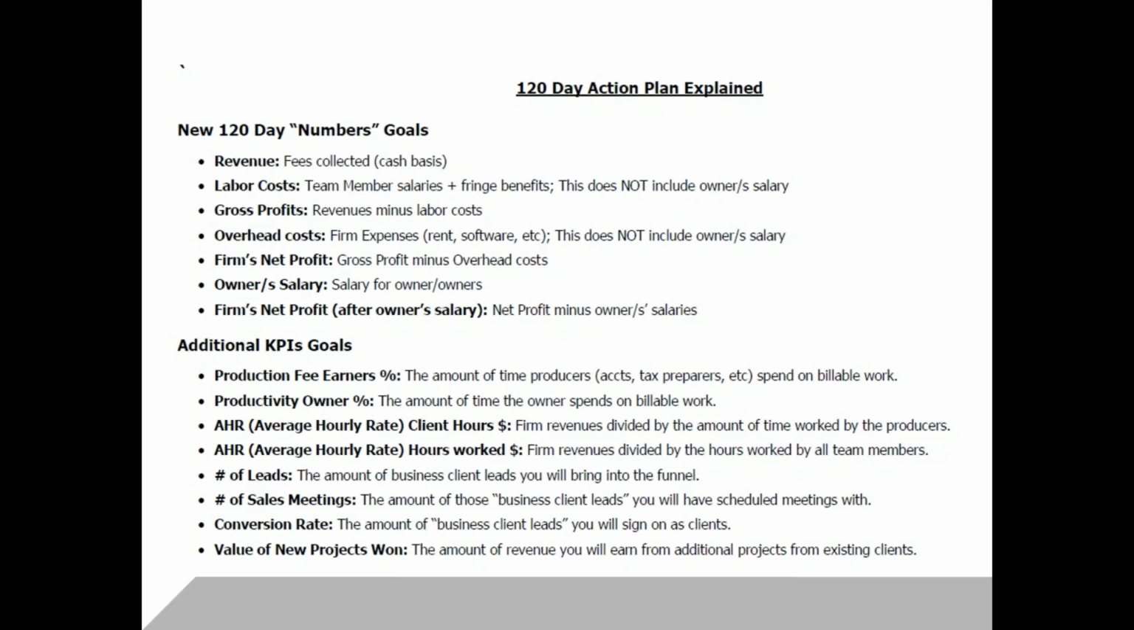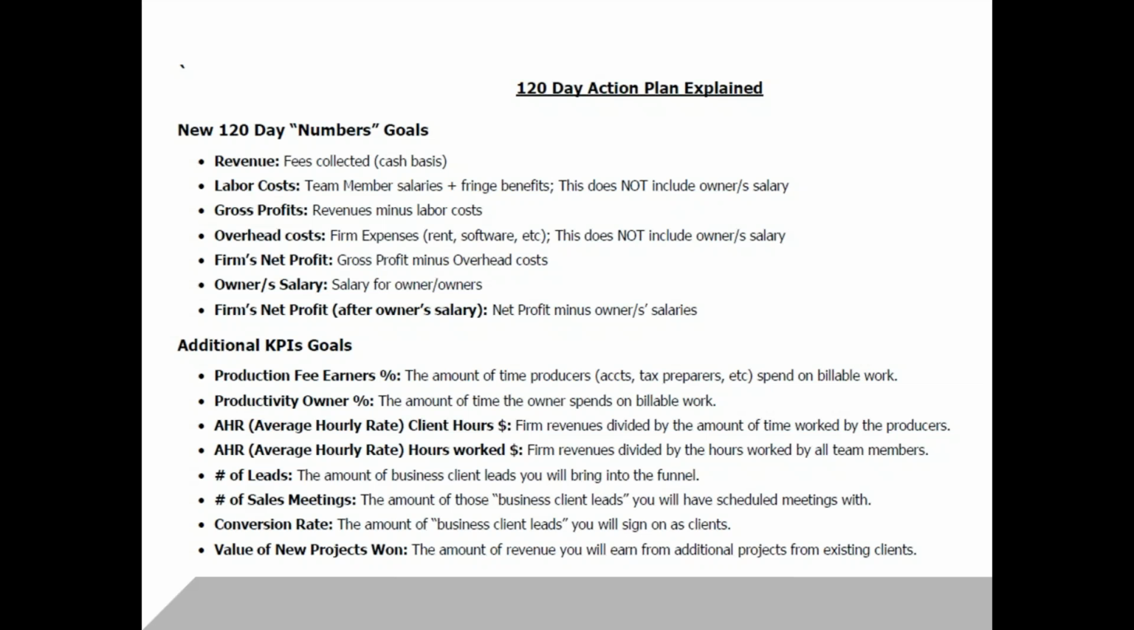AHR is average hourly rate. So this is firm revenues divided by the amount of time worked by the producers. The firm revenues are $500,000 divided by the time worked by the producers, which is 7,000 hours. So we've got 500,000 divided by 7,000 hours. That's 71, right? That's way too low.